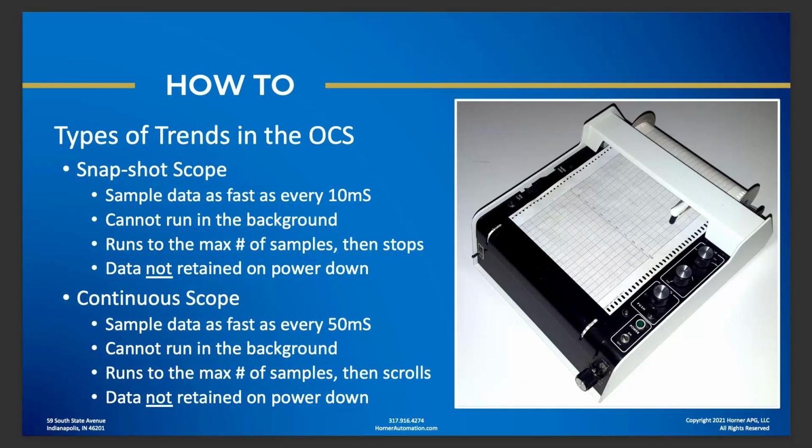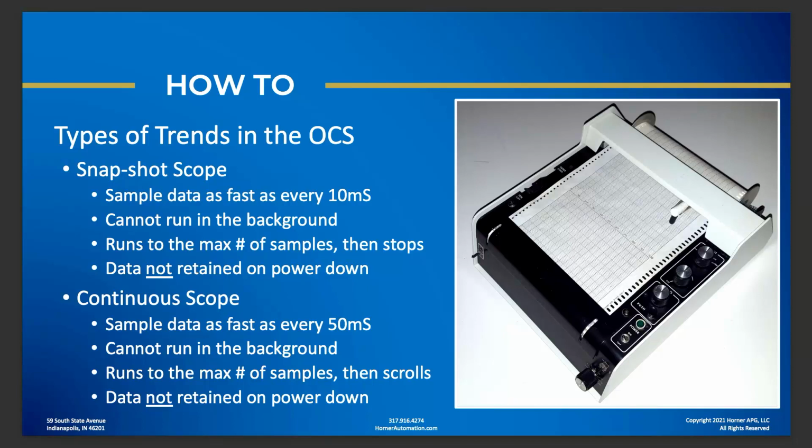Okay, now let's talk about a couple of other trends, which we call snapshot scope and continuous scope. Now, with snapshot scopes, these are trend graphs that can sample data as fast as every 10 milliseconds. So they operate on a much faster basis than a trend, which can only sample data every second.